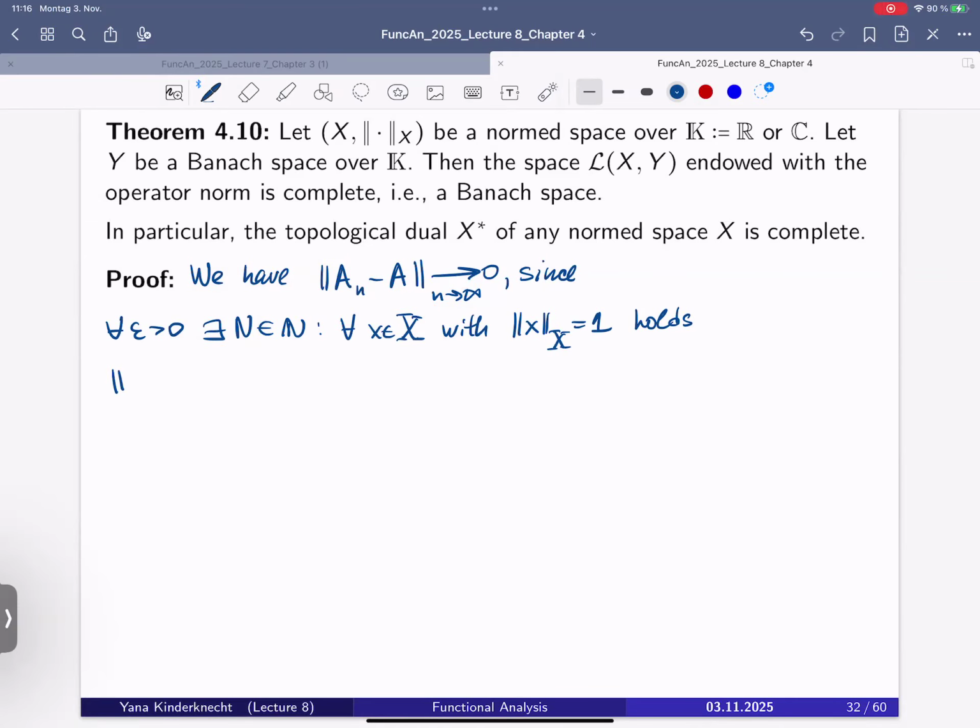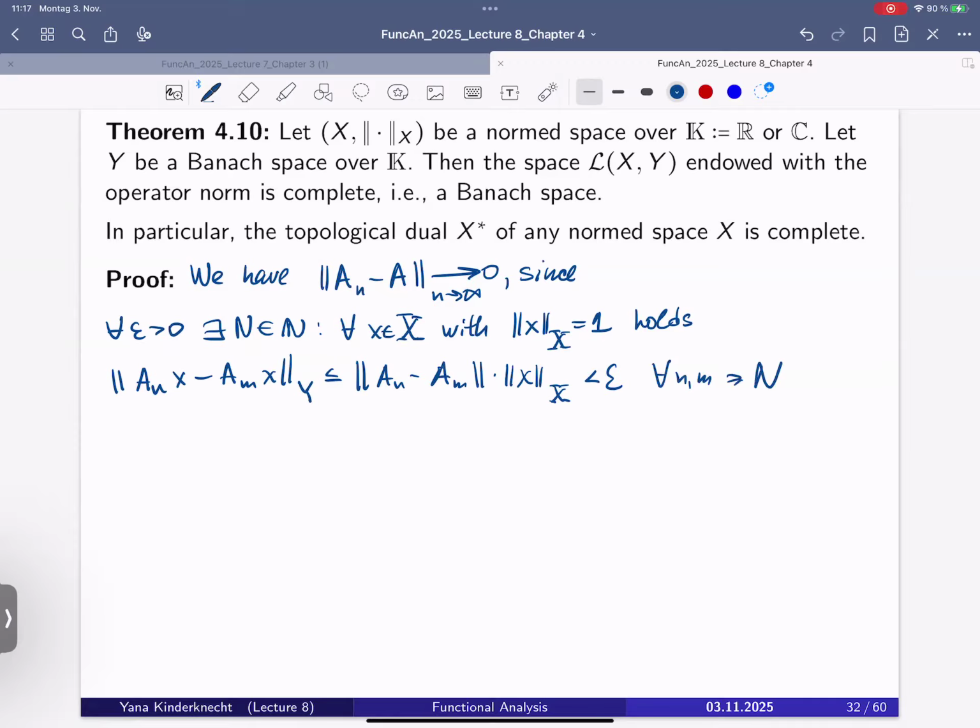The norm in Y of A_n x minus A_m x is smaller or equal than the norm of A_n minus A_m times the norm of x in X. This is smaller than epsilon. This all we have written already.